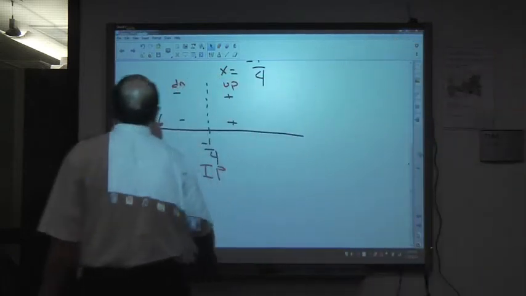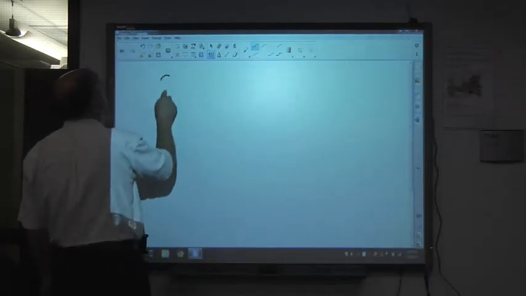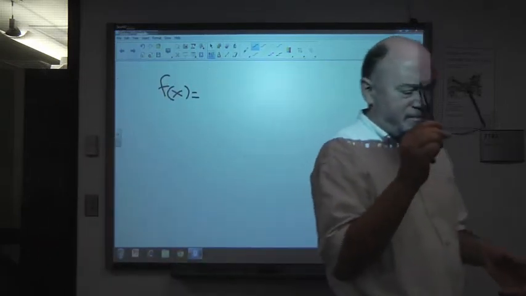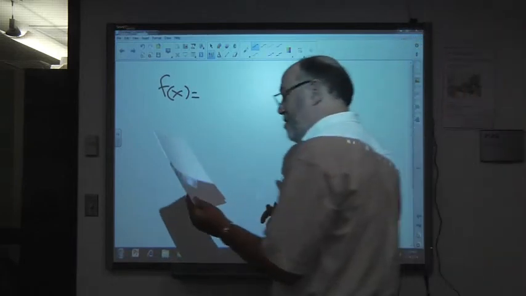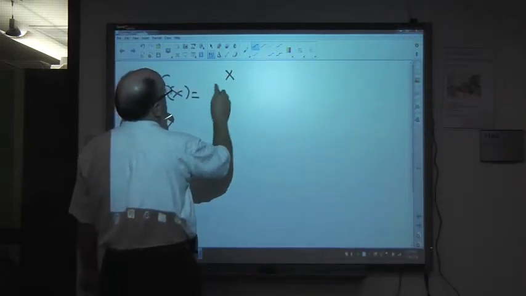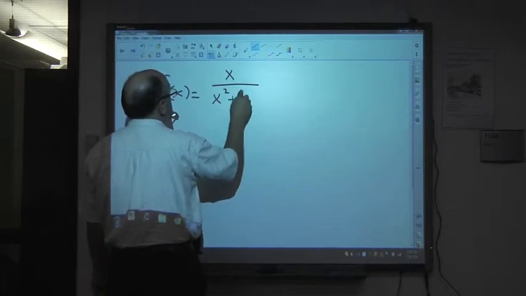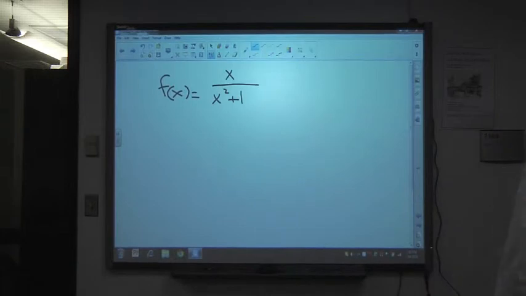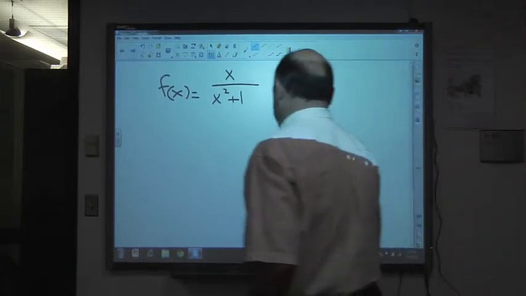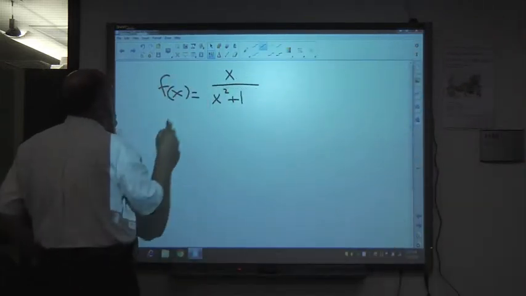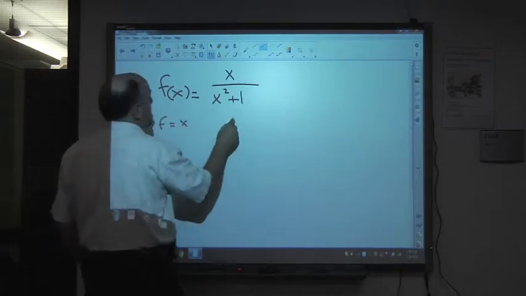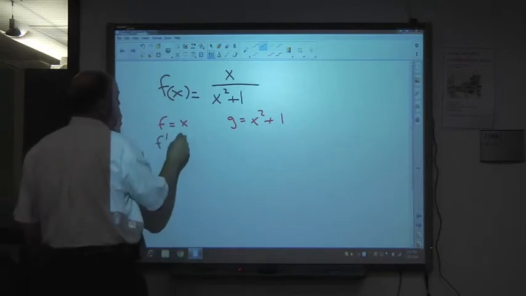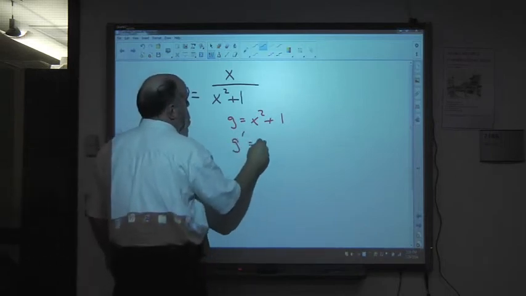One other example, and that would be, well, what happens if we have something that looks like this? x over x squared plus 1. Well, in order to do that one, first off, it's a fraction, so that means we're going to have to do it in terms of our quotient rule. So let's call f is x, g is x squared plus 1, f prime is 1, and g prime is 2x.